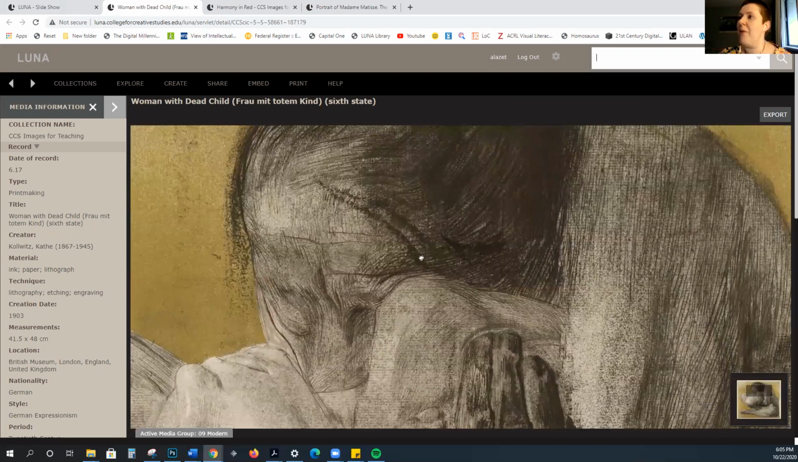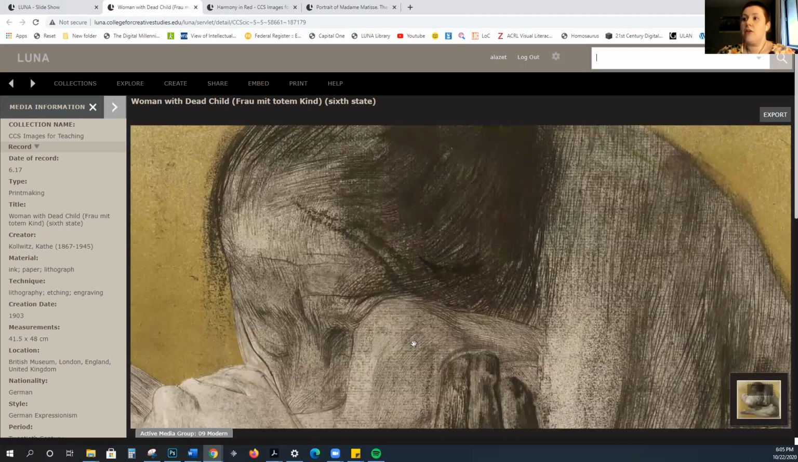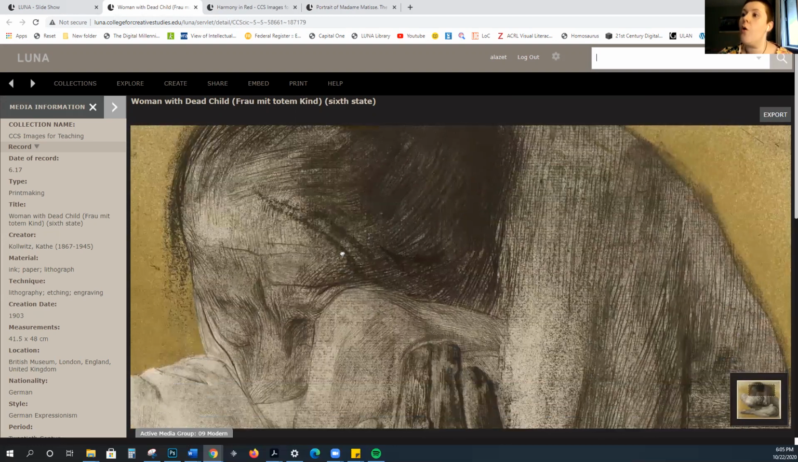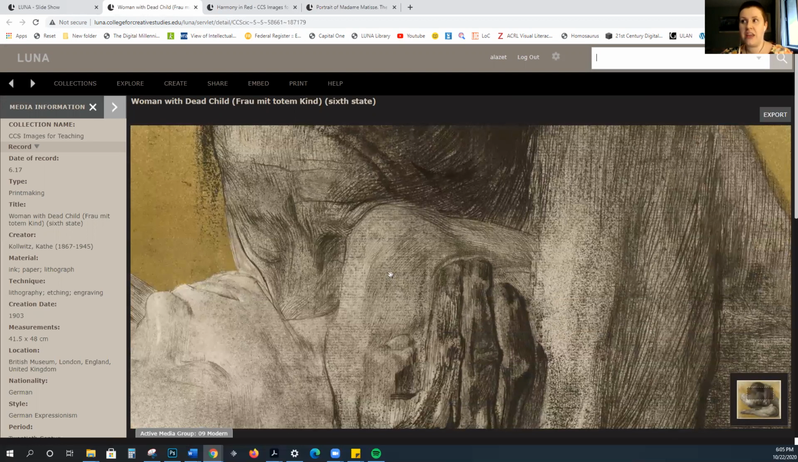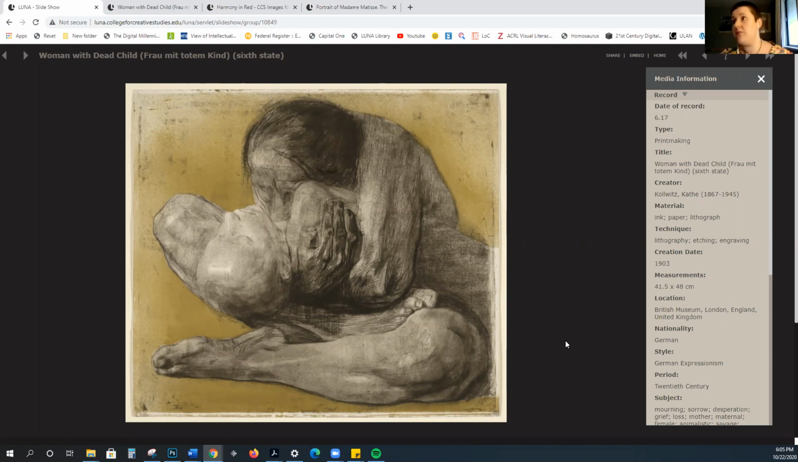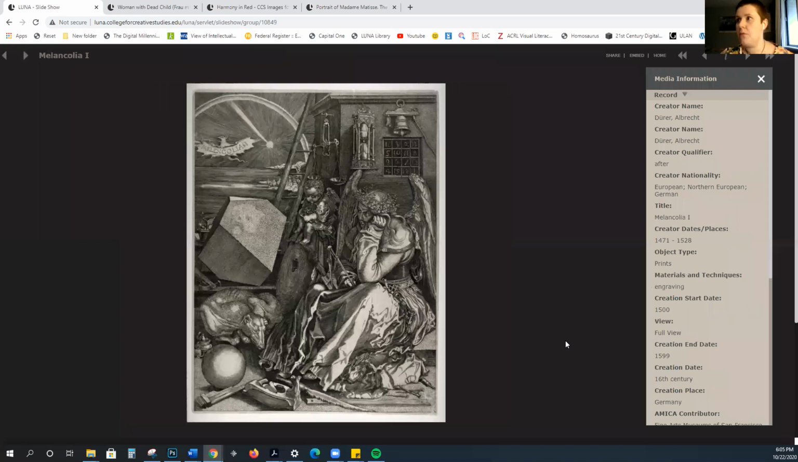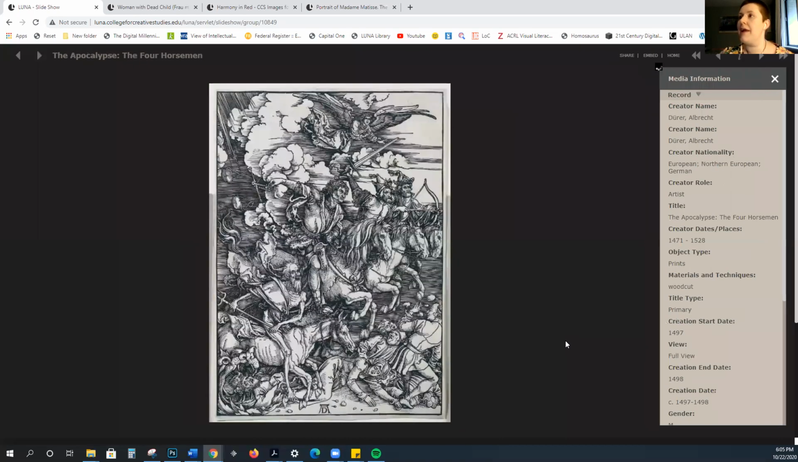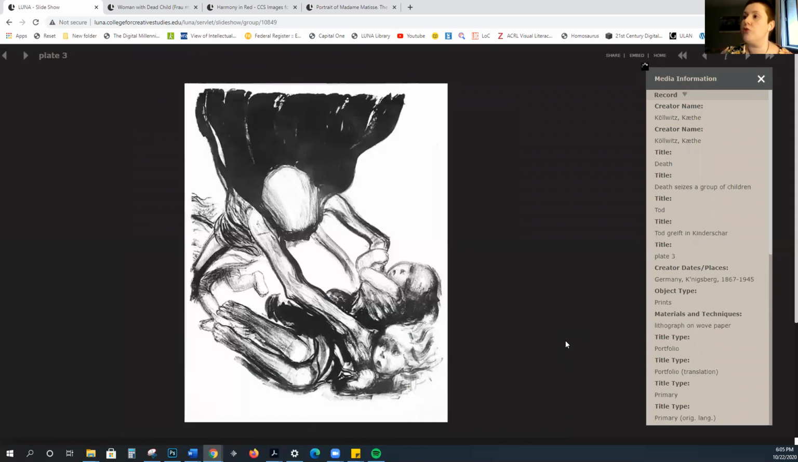But the woman, the mother, is contorted. She's disfigured by her grief. Her emotions are overwhelming her, and she's turning into this primal, animalistic figure who clutches her dead child in sorrow. And sadly, this prefigures Kollwitz's own destiny. Her son died in World War I. Again, there is the influence of woodcuts from the early Renaissance, from Dürer.